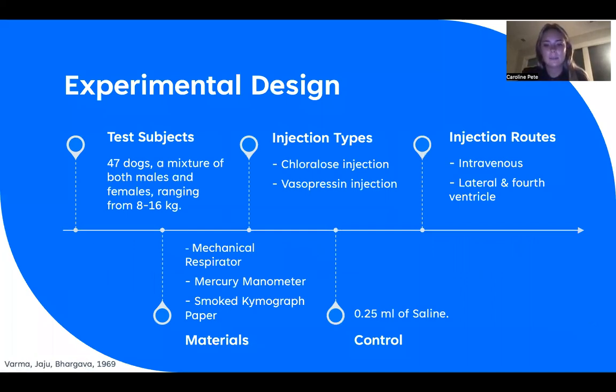In the conduction of this experiment, 47 dogs, a mixture of both males and females, were used as test subjects. Their weights ranged from 8 to 16 kilograms. Each dog was anesthetized by intravenous injection of chloralose, with the dose ranging from 80 to 100 milligrams per kilogram, depending on the dog's weight and gender. They were maintained on intermittent positive pressure ventilation in efforts to prevent the effects of alterations in respiration on the cardiovascular system.